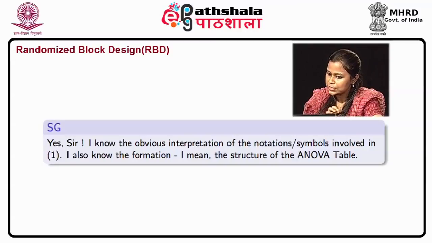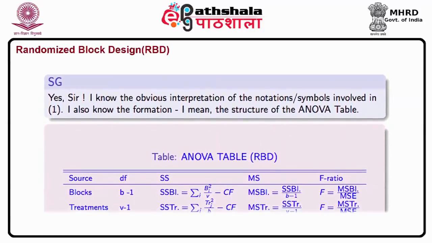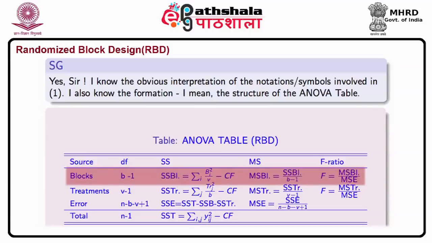Yes, sir. I know the obvious interpretation of the notations or symbols involved. I also know the structure of the ANOVA model, which has three sources of variation. One is for blocks, another is for the treatments, and the last one is for the errors. The degrees of freedom corresponding to the blocks are b minus 1. SS, that is the sum of squares for the blocks, is equal to the sum over i of B_i squared by v minus the correction factor, that is CF. And the MS of block is equal to SS block divided by b minus 1. So the F ratio is F equal to MS block by MSE.